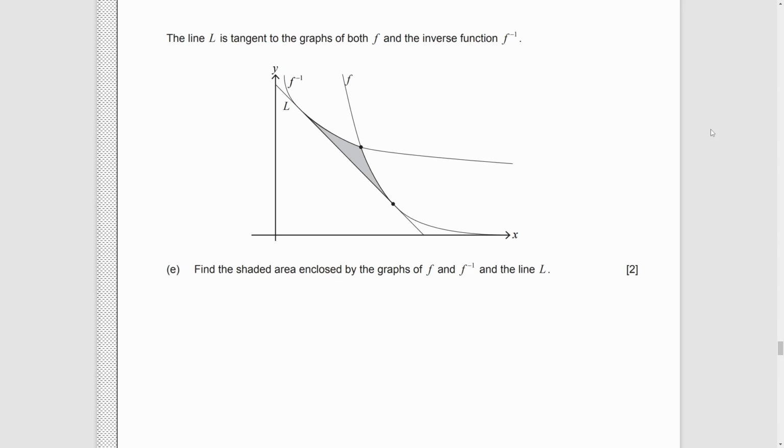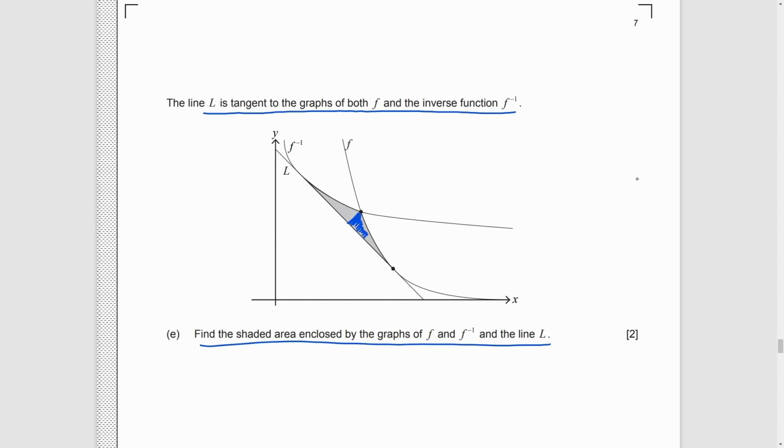After a lot of work, we still have part E. We have a new graph with f and its inverse. The line L is tangent to both of them. Now, we need to find the area enclosed by them. Here, it is not testing us on computation, but on knowledge of inverse functions. An inverse function is just the reflection of the original function in y equals x. So, the areas of these two parts are the same, and the colored part is just the answer we found in part D. So, the final answer is just double, 3.04.